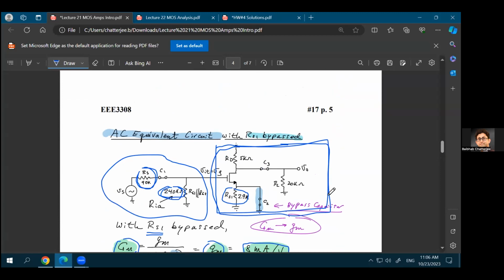And you basically get the best of both worlds because you have this RS resistance that gives you the flexibility in terms of the DC biasing, but you don't suffer from the loss or from the degeneration in the AC gain. So that's the advantage of having this bypass capacitor along with this degeneration resistance.